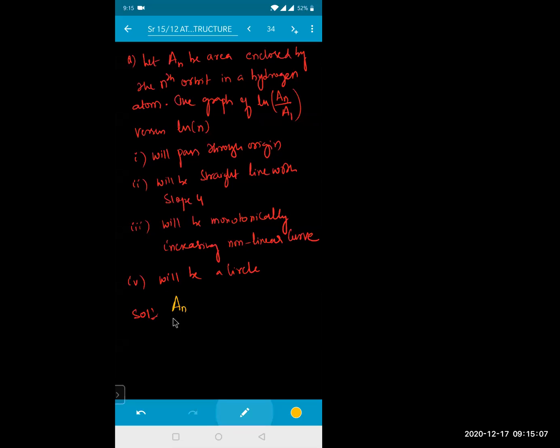Area of the nth orbit divided by area of the first orbit. Area of a circular path is pi rn square divided by pi r1 square. This gets cancelled. Radius of the nth orbit is 0.53 into n square, whole square, divided by the first orbit's 0.53, where n equals 1. The 0.53 whole square will get cancelled, that is almost a constant. And I can write this as n to the power of 4. An by A1 will be equal to some constant and n to the power of 4.